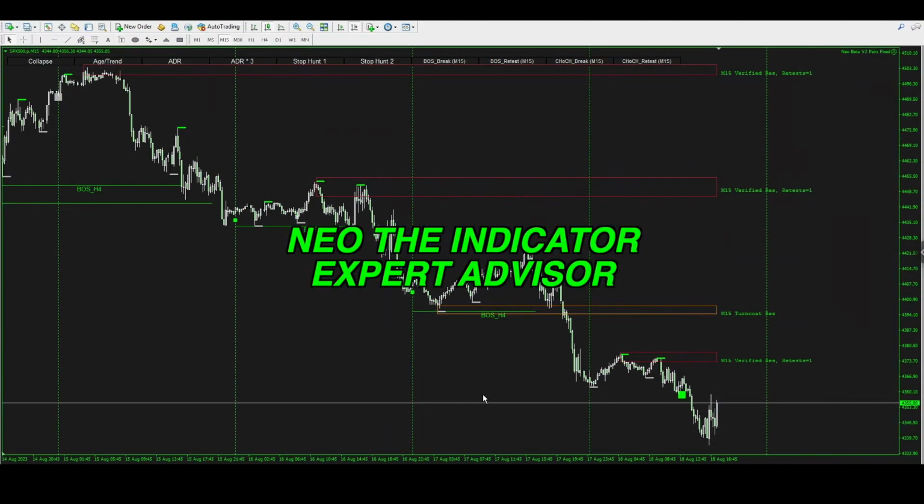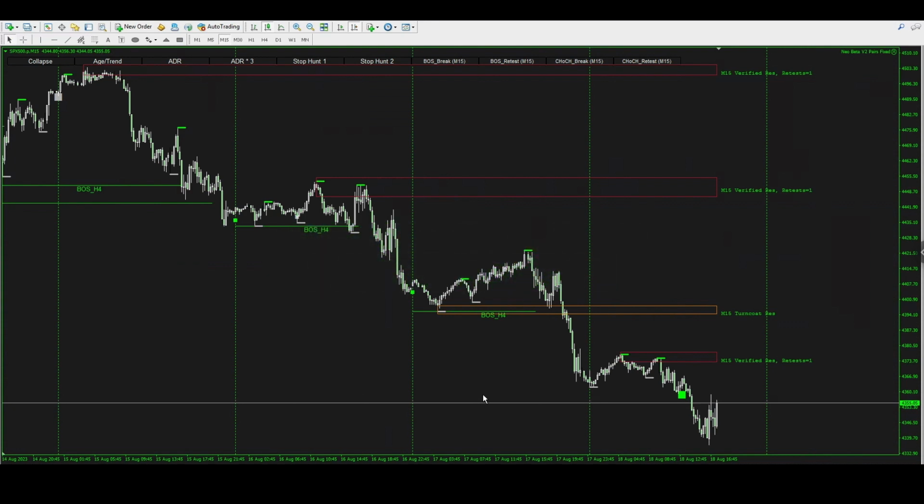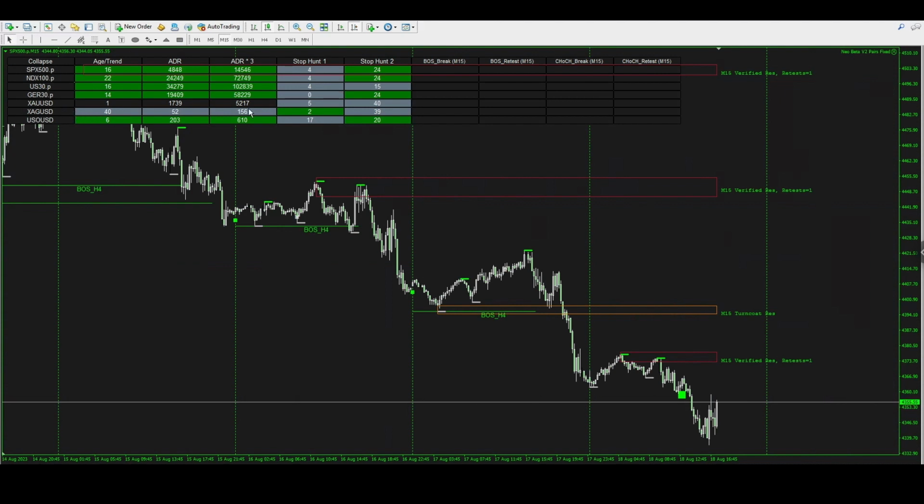Okay, now here's where the fun comes into it. This is NEO, the indicator expert advisor, and the expert advisor is coming very soon as well, but for now we're just focused on making sure that the indicator part of it is working perfectly. So with NEO, you have a dashboard that actually comes with it, and I'm updating parts of this as well, but it does show you the trend. It shows you the amount of ADR a pair can do. You can change the value to see more of what the ADR can do on a pair, and this is also going to be part of a future update.